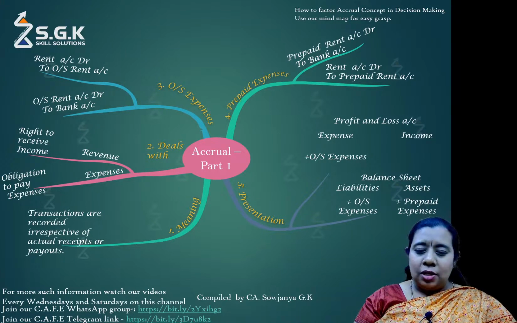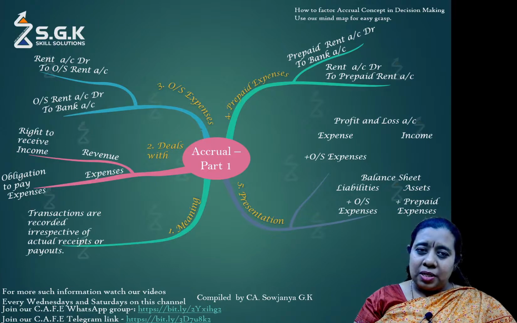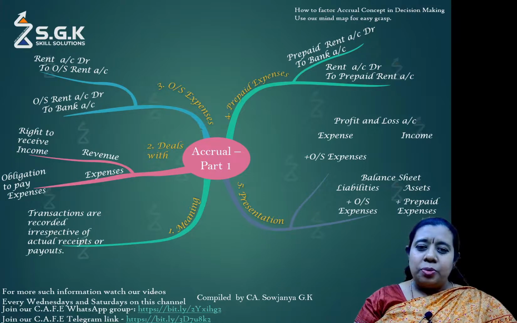If it is short by either 1 month or 2 months or 3 months, to that extent the outstanding rent has to be added. So the outstanding rent would be 1 month if the rent is short by 1 month. It would be 2 months if the rent is short by 2 months in terms of recognition. The next segment in the accrual concept would be the prepaid expenses. Prepaid expenses is where the entity has already paid out to the vendor even before consuming the services. That would be an asset to the entity because they are yet to receive the services from the vendor.